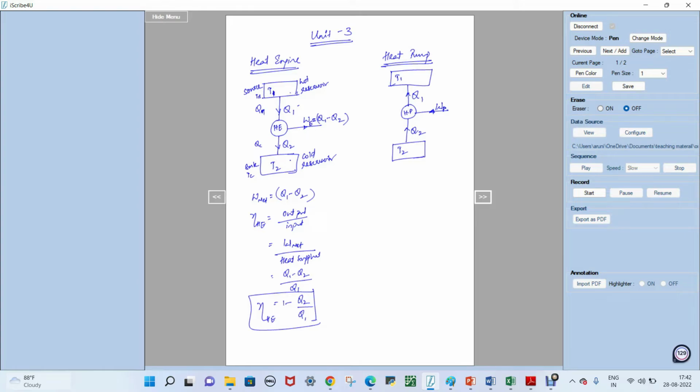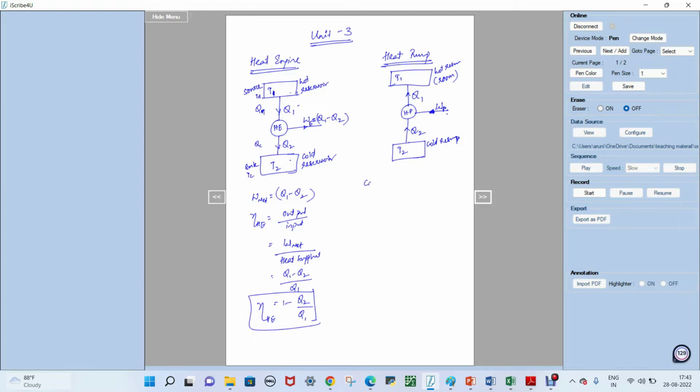In this case, again, these are the same. This is the hot reservoir, usually the room. This is the outside temperature, the cold reservoir. So in a heat pump it is using external work. It is drawing external work from the surroundings and pumping heat from the lower temperature to the higher temperature.